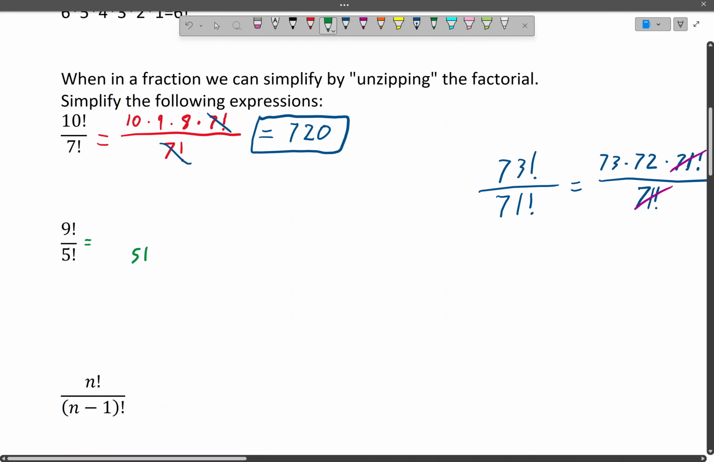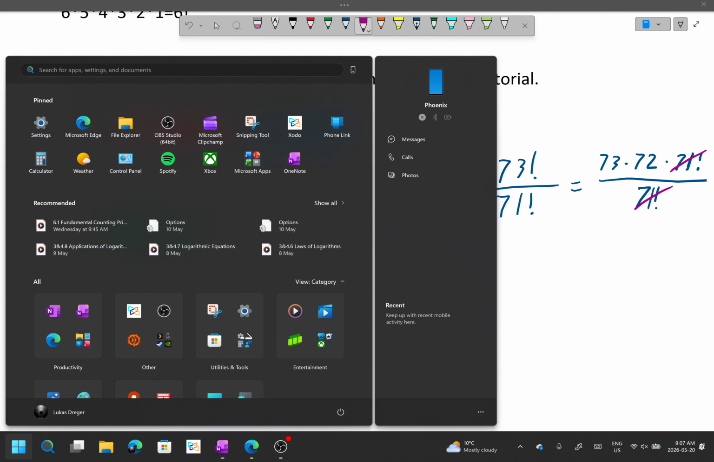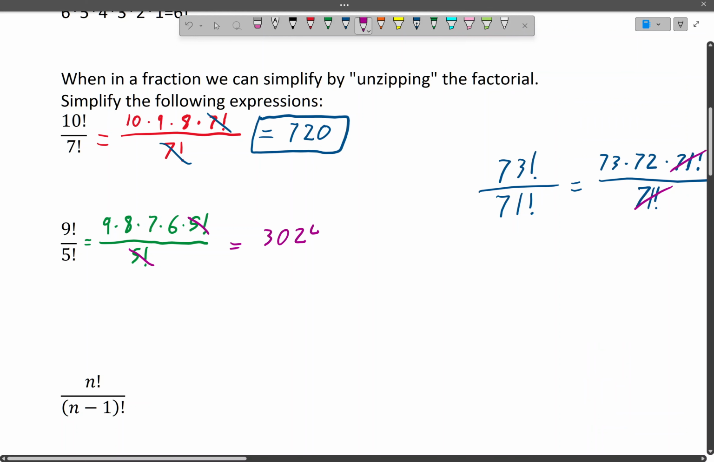Okay, the point is that you're going to put the smaller factorial down, and then you're going to take the larger factorial and start breaking it apart until you get equal to the smaller factorial. So the 5 factorials are going to cancel. Now we're going to have 9 times 8 times 7 times 6, and we get 3024.